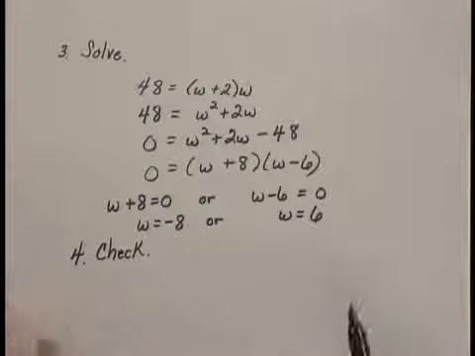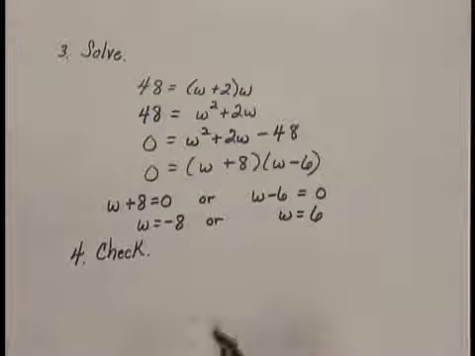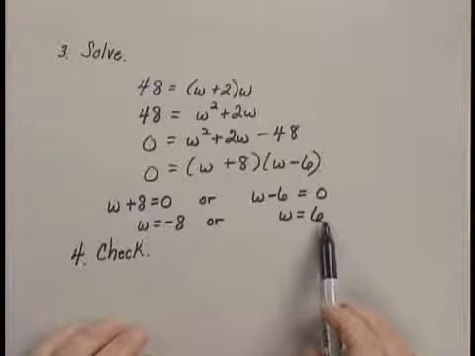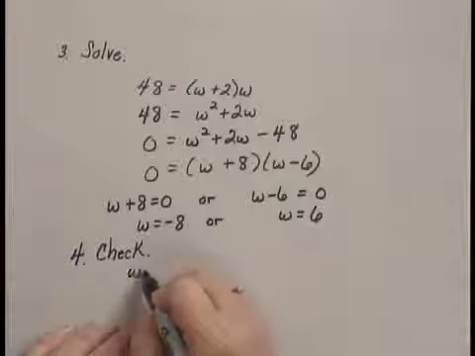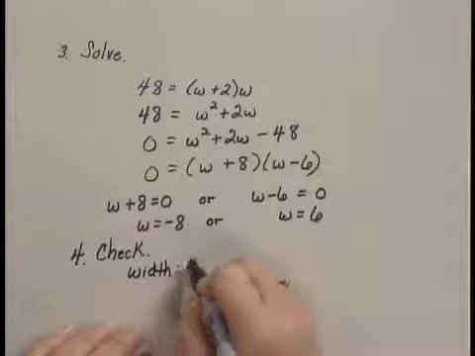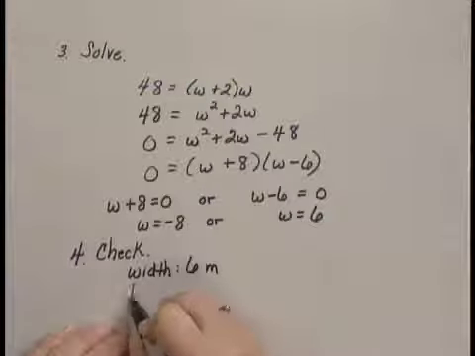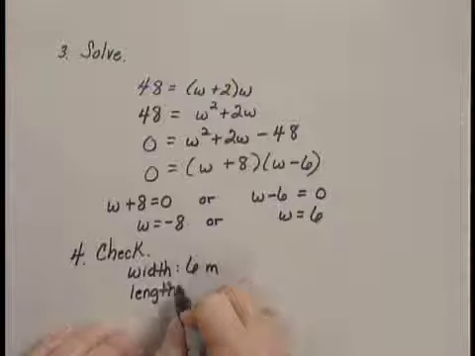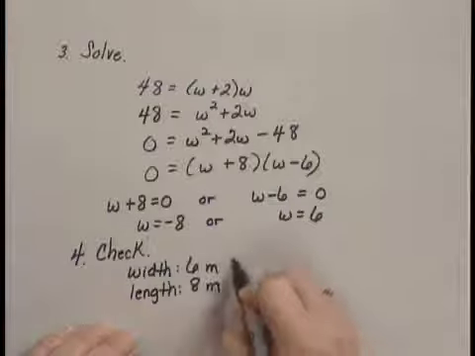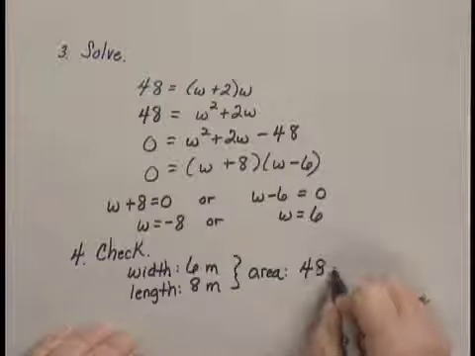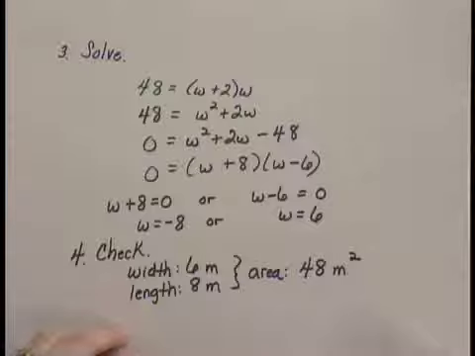Now before we go and check negative 8, let's think about what we were talking about. We're talking about the length and width of a rectangle. Lengths and widths are not negative, so we don't even need to check negative 8 in the original problem. Let's look at W equals 6. If we have a width of 6 meters, the length was 2 meters more than that, so we'd have a length of 8 meters, and that would give us an area of 48 square meters, which is what we were looking for.